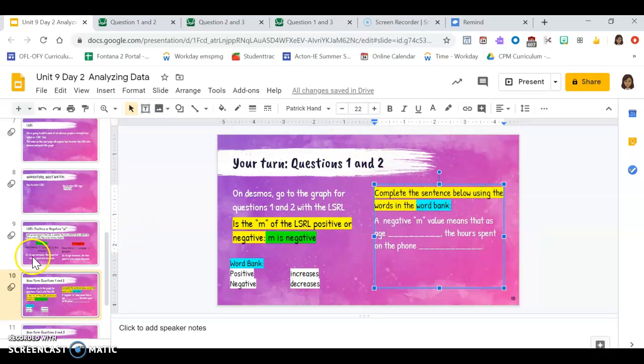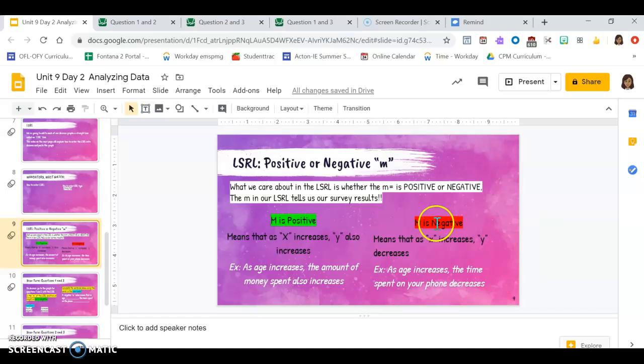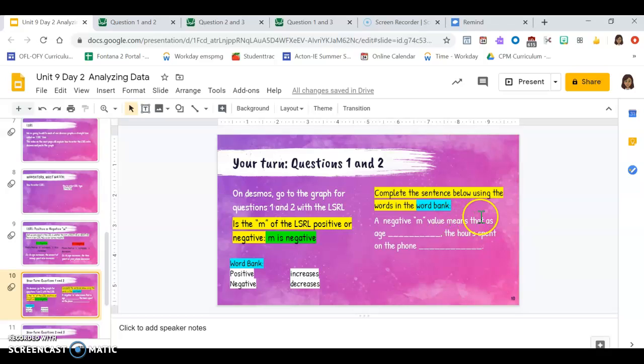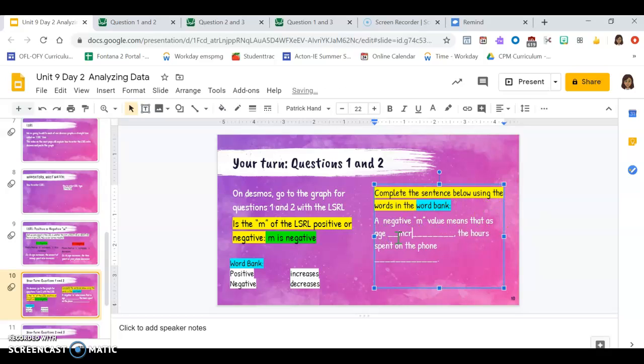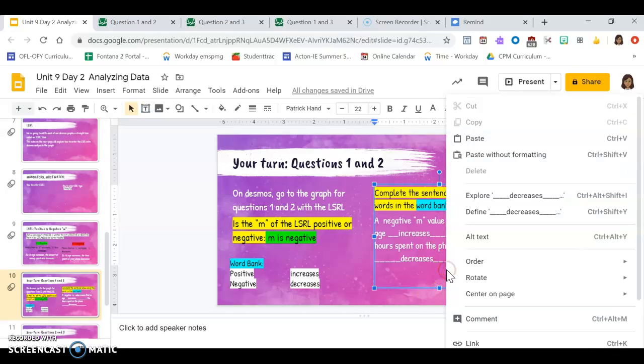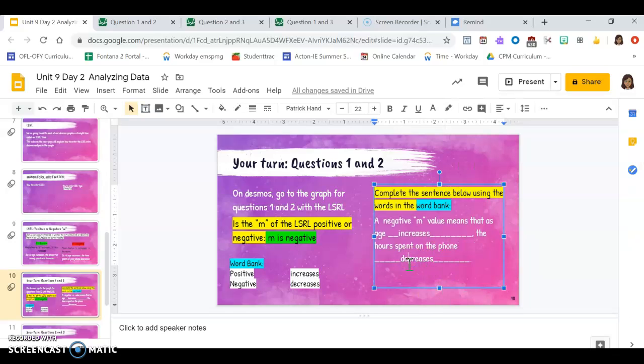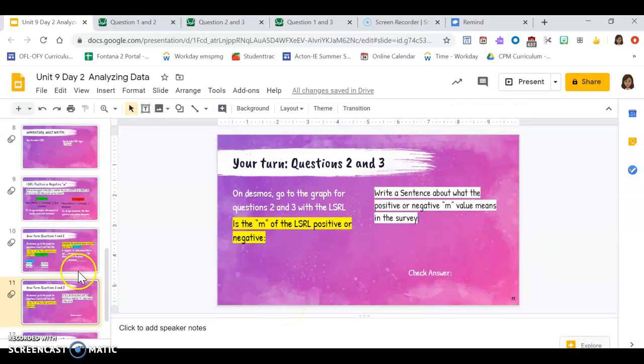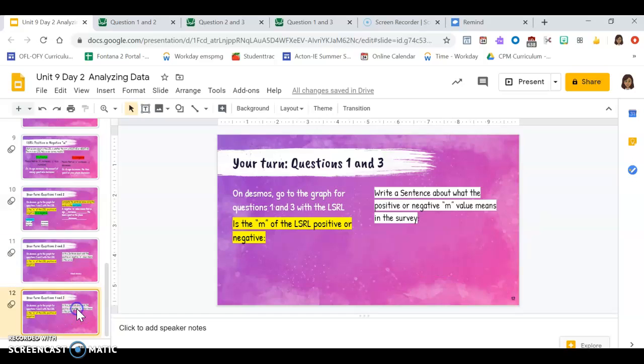I just want to think, what does negative mean? So I'm going to go back here. M negative means as x increases, y decreases. So that's going to mean that as age increases, the hours spent on the phone decreases. Okay? And so that's basically the results of the survey. So this survey found out that as someone's age increases, the time they spend on the phone decreases. So that might support your hypothesis that you said, or it might contradict your hypothesis. I know this is a little weird, but basically what you're going to do is you just keep going through.